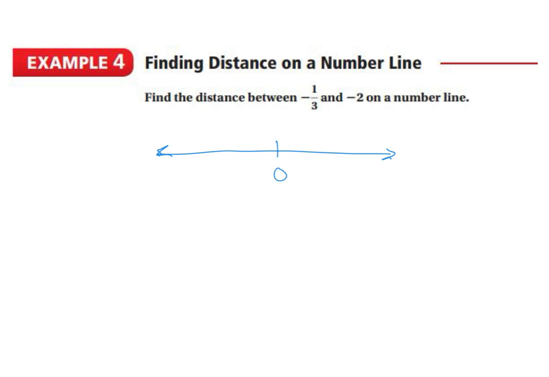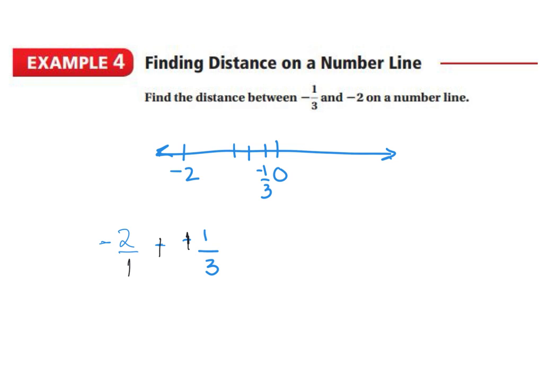If this is 0, we know negative 2 is going to be over to the left, and negative 1/3 is also going to be to the left of 0. So we're just finding the difference between these two numbers. Essentially, we have negative 1/3 and we have 2, negative 2. And we're subtracting these, finding the difference. So let's first of all write 2 as a fraction, 2 over 1, and then we can chop.